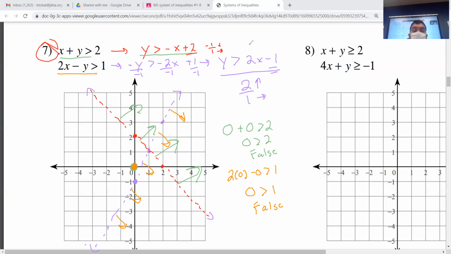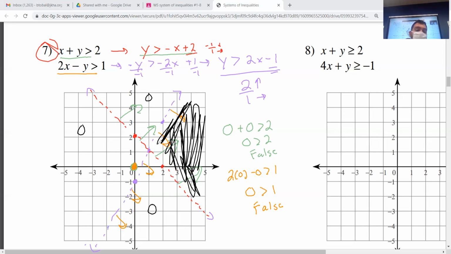So then the shaded area is only where the arrows overlap. This area, there's no arrows. In this area, there's only the green arrows or the arrows coming from the red line. In this area, it only has the orange arrows, no green arrows. But here is where the green and the black arrows overlap.